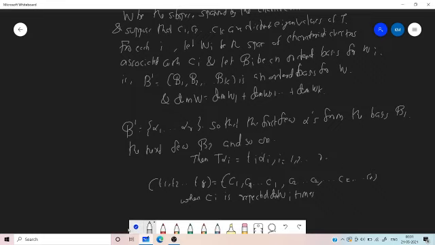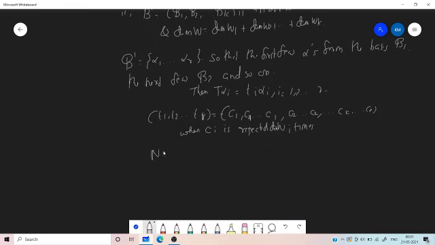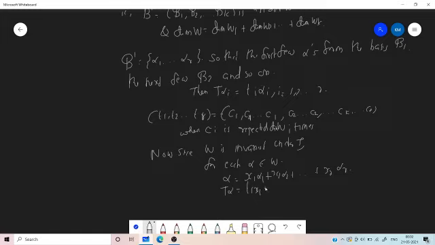Now since W is invariant under T, for each alpha belonging to W, alpha equals x1 alpha 1 plus x2 alpha 2 plus etc. plus xr alpha r, and T alpha equals T1 x1 alpha 1 plus etc. plus Tr xr alpha r.